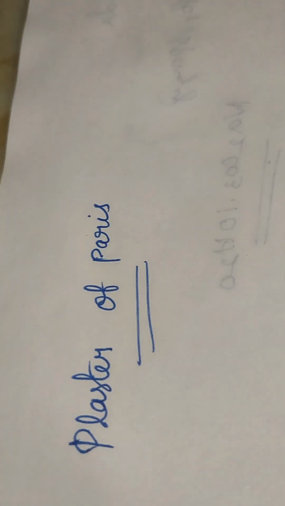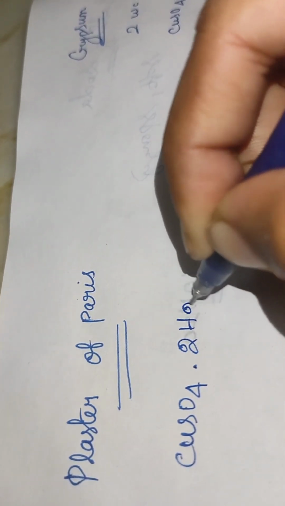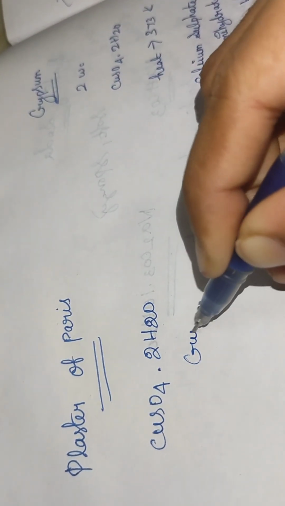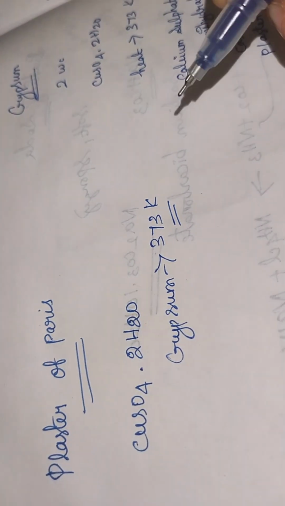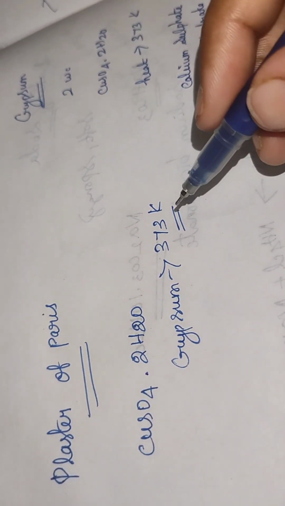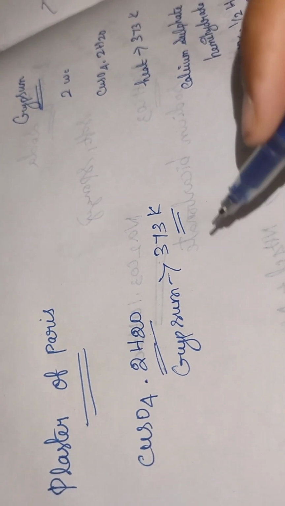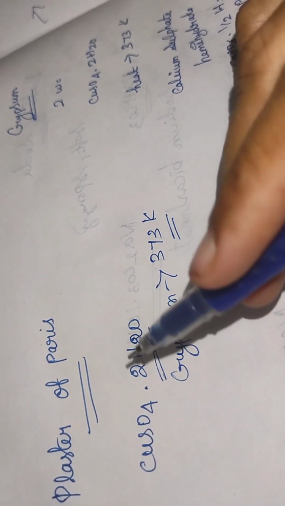Now another example of another salt, plaster of Paris. It is prepared from gypsum. What is the formula for gypsum? CaSO4 dot 2H2O. It contains 2 molecules of water of crystallization. This gypsum is heated to 373 Kelvin. Then it loses water molecules and forms calcium sulfate hemihydrate. Hemihydrate means a little amount of water remains.